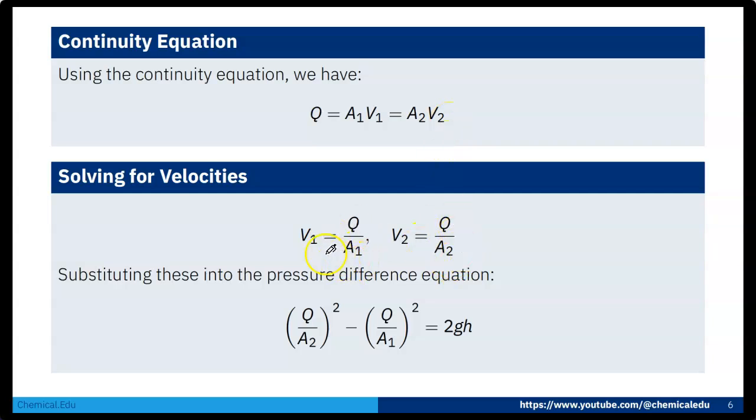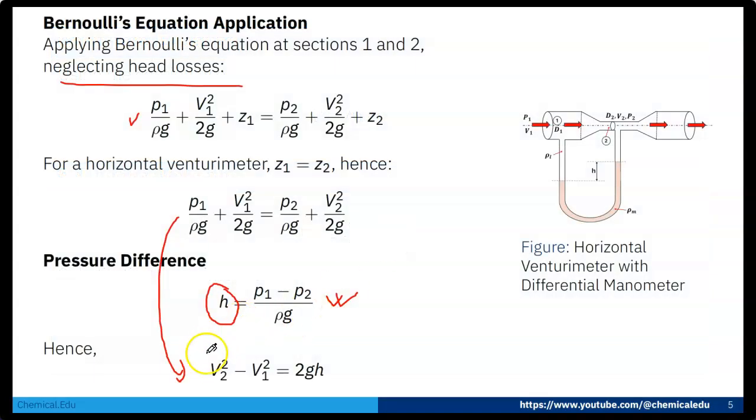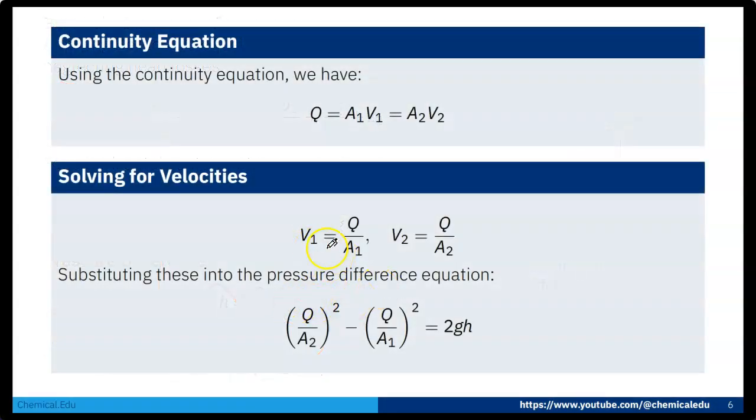So now here we can easily calculate. We put V1 and V2 in that equation, V2 square minus V1 square equals 2GH. So we can plug in that V1 and V2.